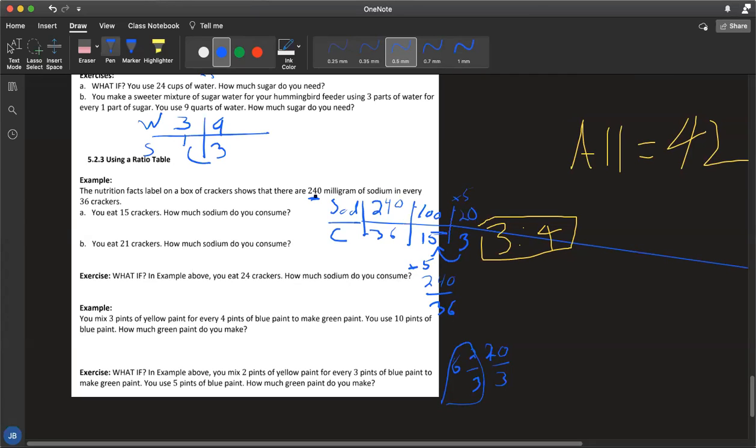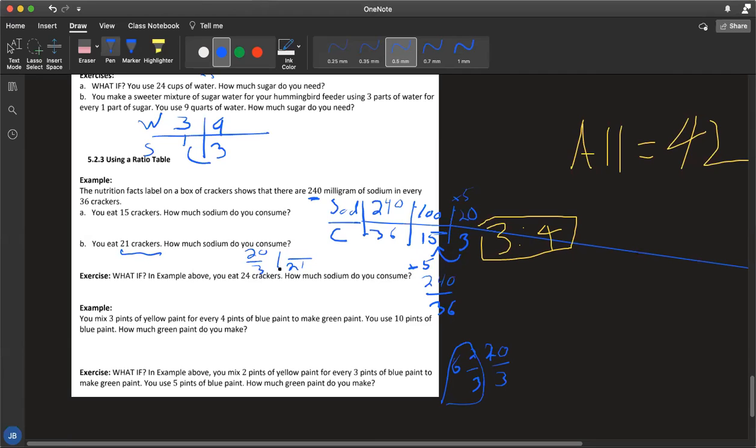All right, now we eat 21 crackers. How much sodium do we consume? I already know we did the 20 to 3. I know we have that. So to get from 3 to 21, how many times do we have to multiply it?